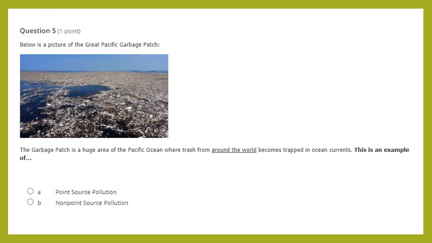Below is a picture of the Great Pacific Garbage Patch. The garbage patch is a huge area of the Pacific Ocean where trash from around the world becomes trapped in ocean currents. This is an example of A, point source pollution, or B, non-point source pollution. Again, point source pollution, you can point the blame at someone or something that is causing that pollution. So it's specific. Non-point source pollution, you can't really point the finger or the blame at one or two particular people or problems that are causing that pollution. It's almost like a worldwide problem.